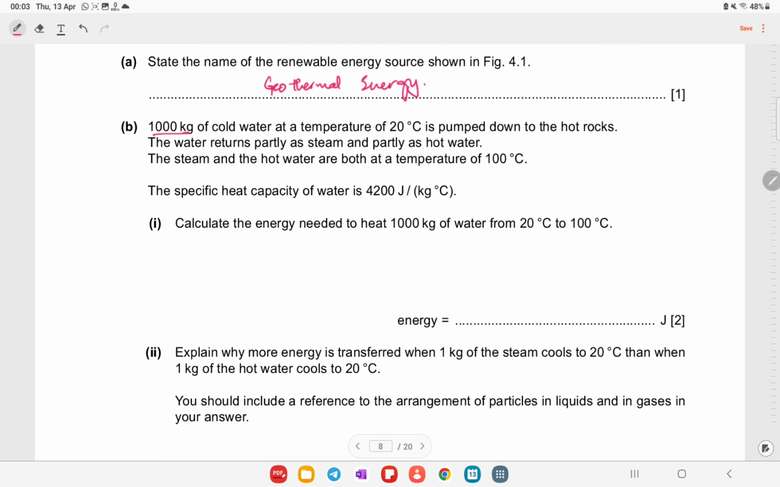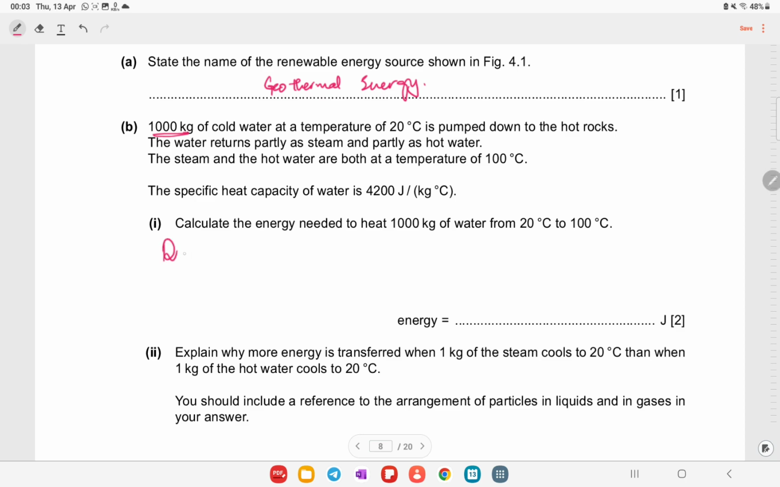1000 kg of cold water at a temperature of 20 degrees Celsius is pumped down to the hot rock. The water returns partly as steam and partly as hot water. The steam and the hot water are both at a temperature of 100 degrees Celsius. The specific heat capacity of water is given. Calculate the energy required to heat 1000 kg of water from 20 degrees Celsius to 100 degrees Celsius.